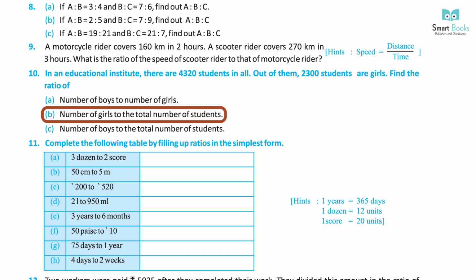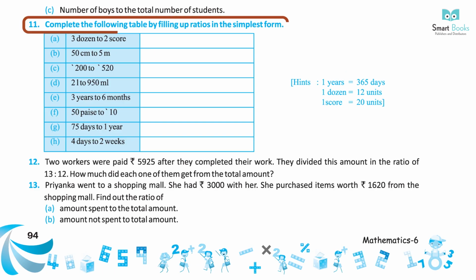B. Number of girls to the total number of students. Solution: 115 ratio 216. C. Number of boys to the total number of students. Solution: 101 ratio 216.